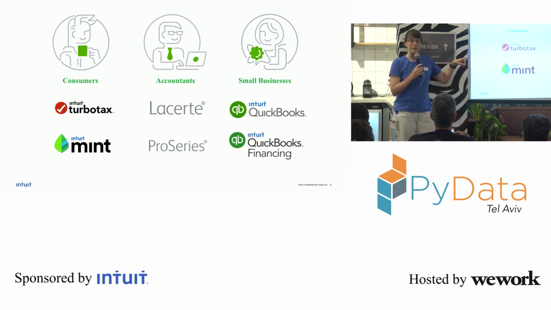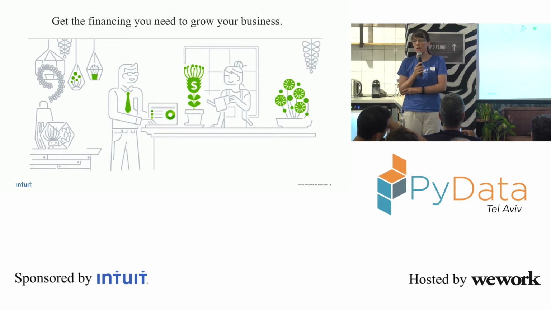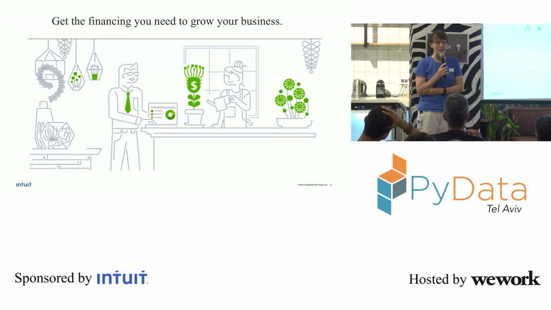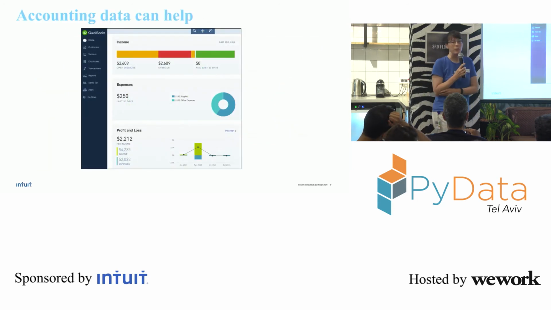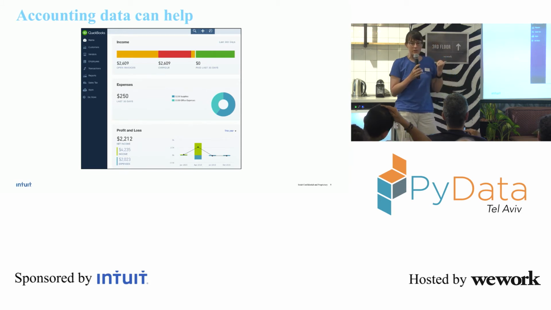And then we have another business that we call QuickBooks Financing that helps small businesses. The purpose of QuickBooks Financing is to help small businesses get access to the money they need to help their businesses grow. We know that accounting data can help them. They've already entered all of the information into QuickBooks that the lenders need in order to decide if they're going to lend to them or not. So with the customer's permission, we can use that data to help them in the lending process.